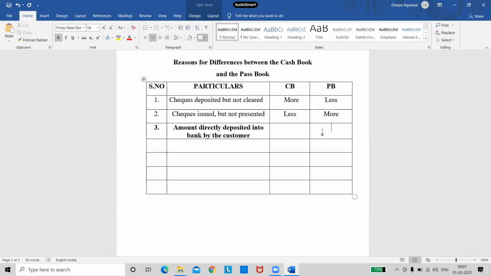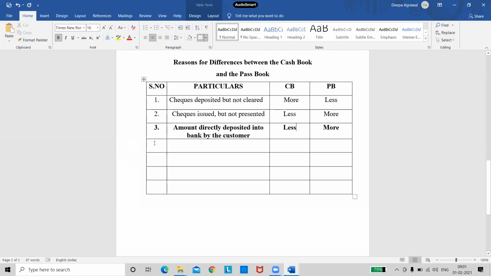Right? So till the time I'm noting it down in my cash book, my passbook balance will be more and my cash book balance will be less. Is that correct? Amount directly deposited into the bank by the customer. So the customer is directly depositing the amount into my bank account. And because the customer is directly depositing in my bank, the passbook will record it first. And because it is a receipt, the passbook balance will be more, whereas my cash book balance will be less.